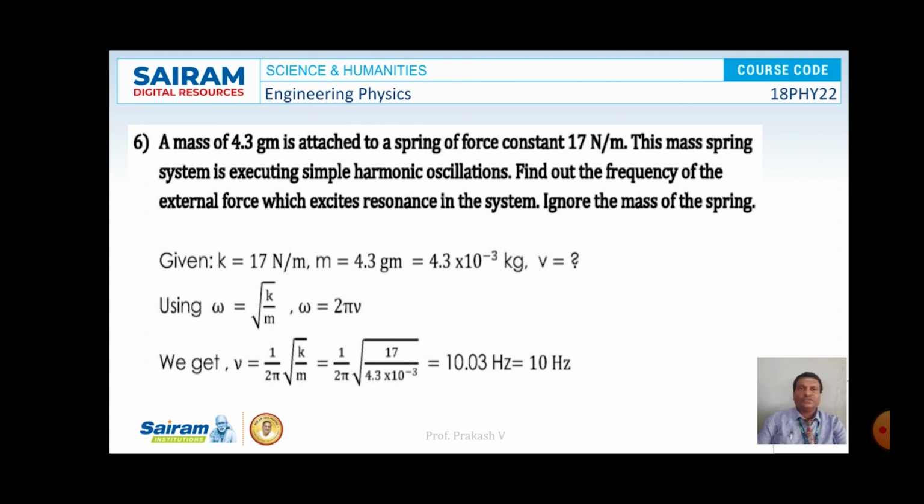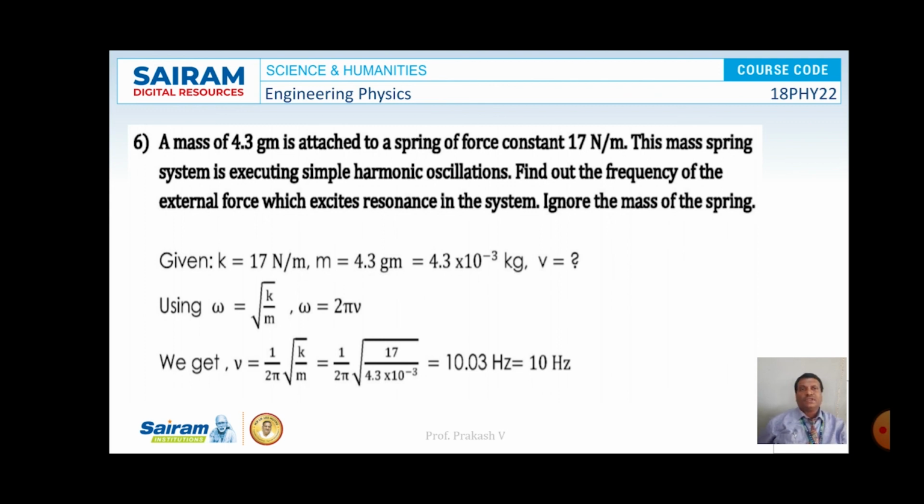Further, omega is equal to square root of k by m, and omega is equal to 2 pi mu. So the value of mu can be written as 1 by 2 pi into square root of k by m. Substitute the value of k and m in the formula, and on simplification the value of frequency mu is equal to 10.03 Hz, which is approximately equal to 10 Hz.